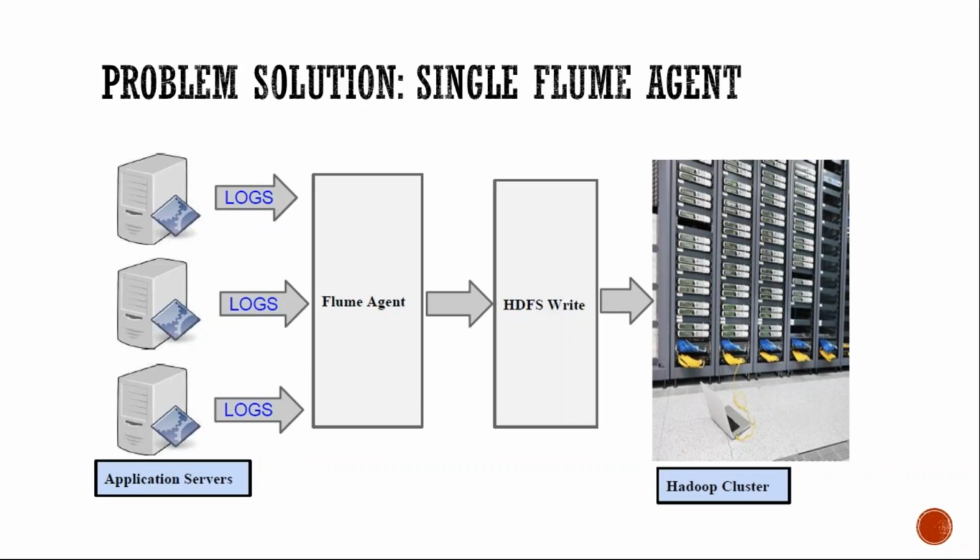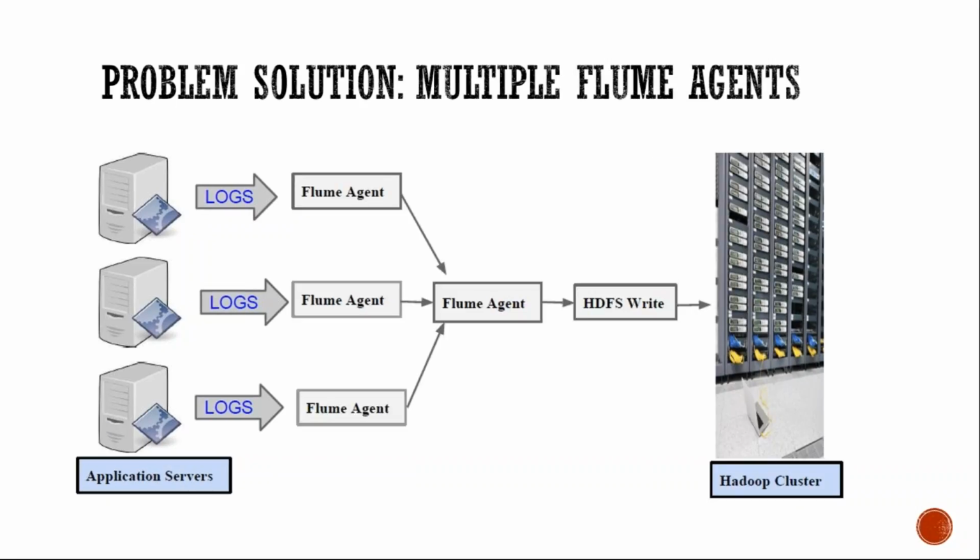So what we will do is we will use a multiple Flume agent scenario where your weblogs get funneled into one or more Flume agents, and then the output of that Flume agent would be fed to another Flume agent. So here, as we see, the output of the first set of Flume agents is not the HDFS, but it is another Flume agent, and the input of this Flume agent is not the logs, but it is the output of the previous Flume agents.